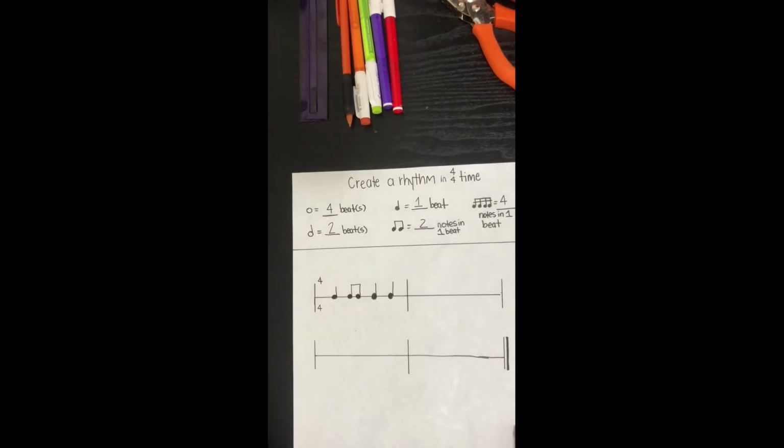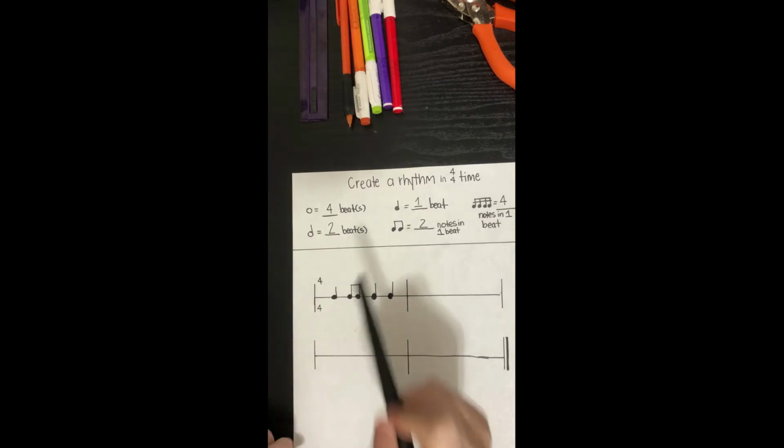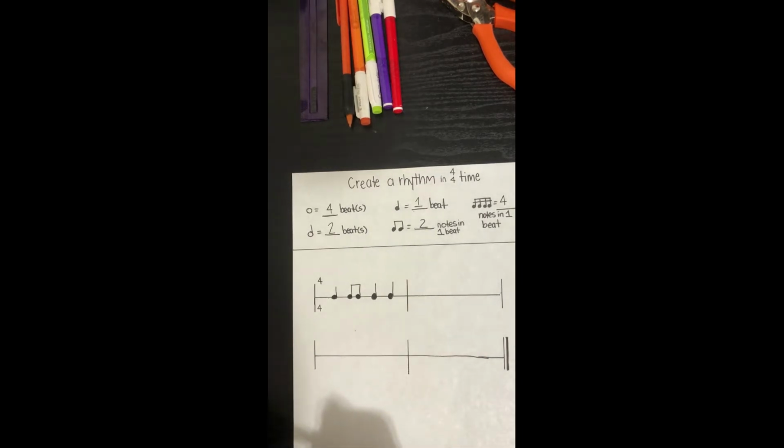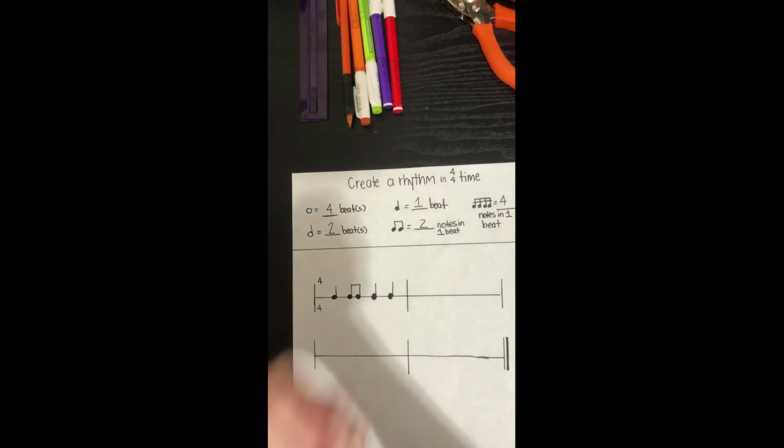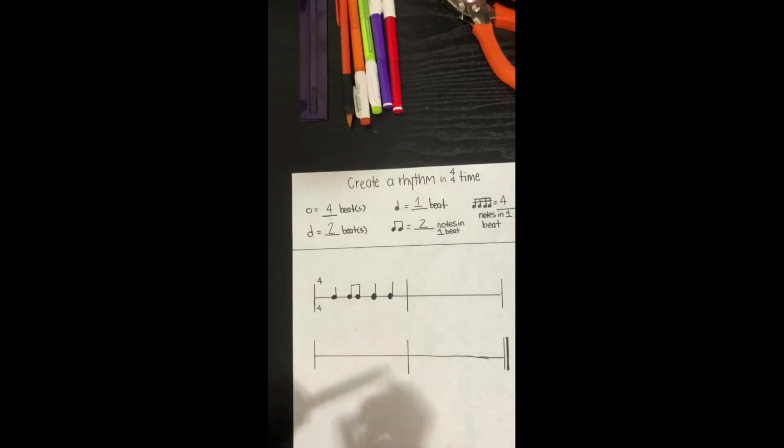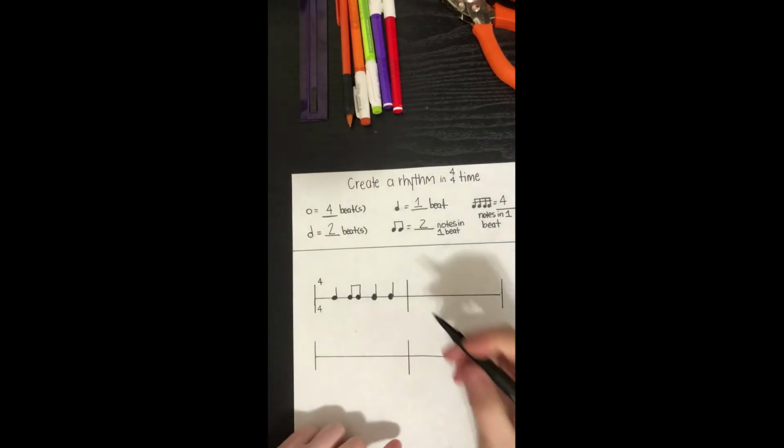So for my second measure, I think I would like to use some 16th notes in there, and maybe I'll use another quarter note and a half note. Let's see what that sounds like. I would clap it like this. 1 E and a 2, 3. That sounds good. Let's go ahead and draw that.